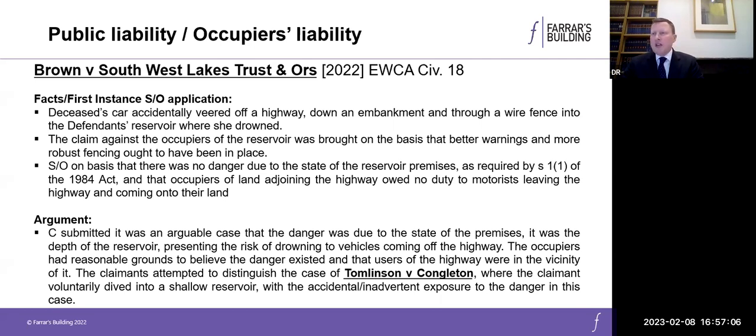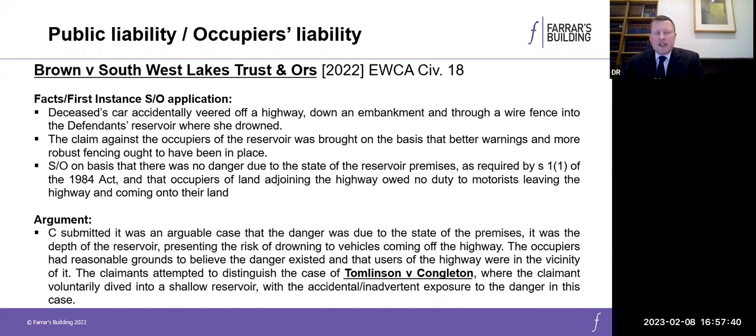But on appeal, the claimants submitted it was arguable that there was in fact a danger that was due to the state of the premises, and that was the depth of the reservoir. That depth presented the risk of drowning to vehicles coming off the highway, and the occupiers had reasonable grounds to believe the danger existed. There had been reportedly one or two other incidents of cars coming through the fence. And so therefore the occupiers were on notice that users of the highway were in the vicinity of this foreseeable danger.